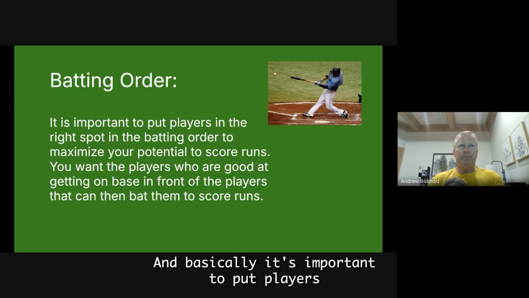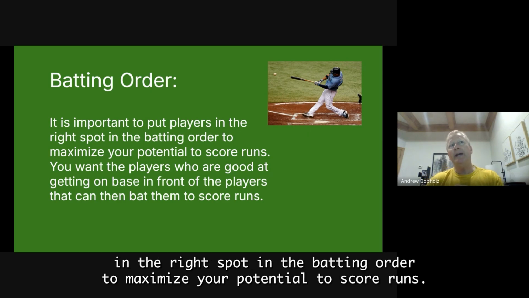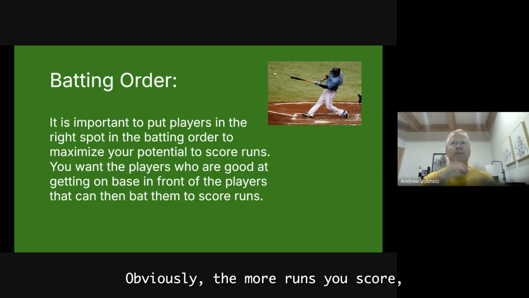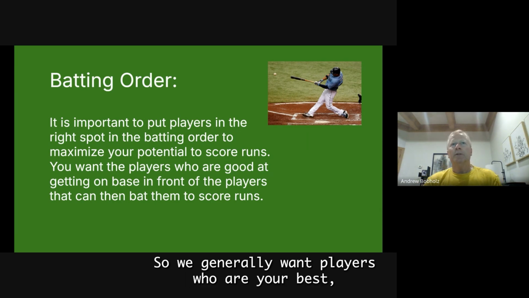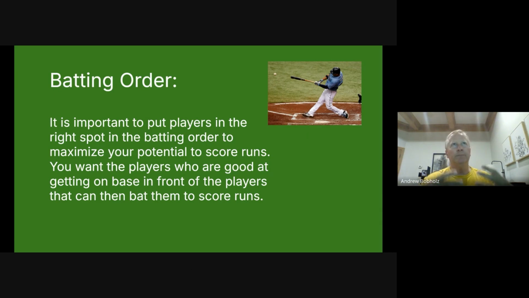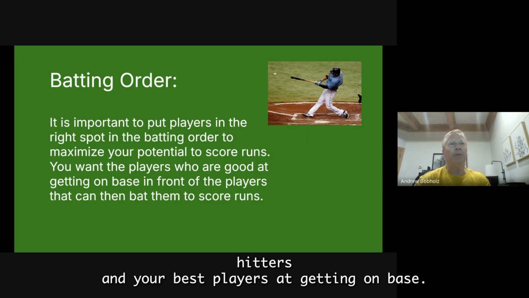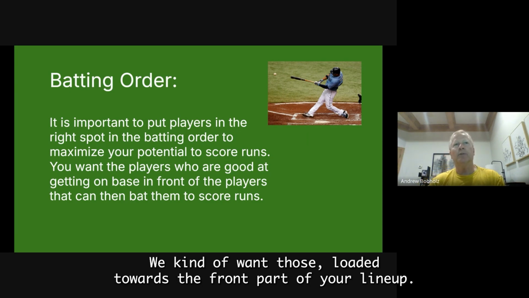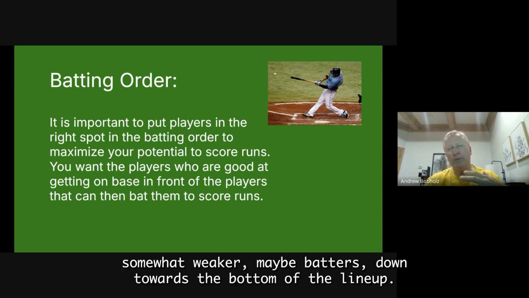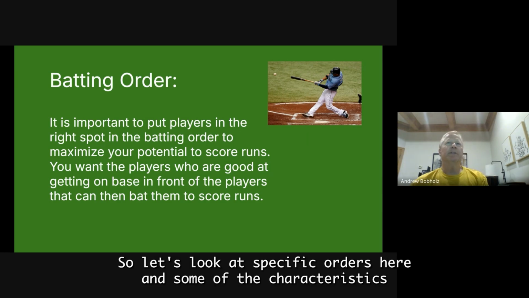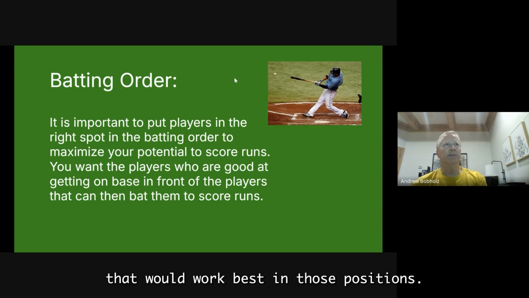It's important to put players in the right spot in the batting order to maximize your potential to score runs. Obviously, the more runs you score, the better chance you have of winning the game. So we generally want your best hitters and your best players at getting on base loaded towards the front part of your lineup, and the somewhat weaker batters down towards the bottom of the lineup. Let's look at specific orders and some of the characteristics that would work best in those positions.